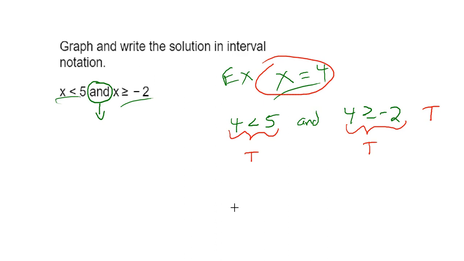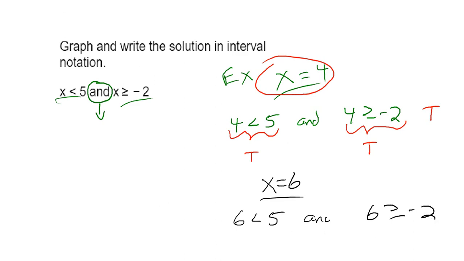So I just need to find a number that doesn't work on both of them, right? 4 worked on both inequalities. Is there a number that maybe works on one but not the other? And you should be able to think of something. It may not be what I'm about to write down, but one possible suggestion you might have is the number 6. Right? So if I plug in 6 for x, what's going to happen? We'll have 6 is less than 5, and 6 is greater than or equal to negative 2. So is 6 less than 5? No, right? That is false. 6 is greater than negative 2.